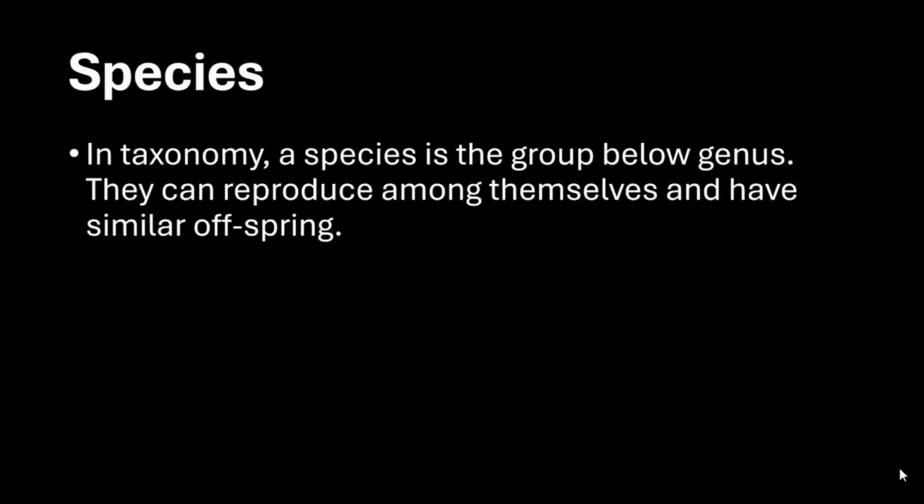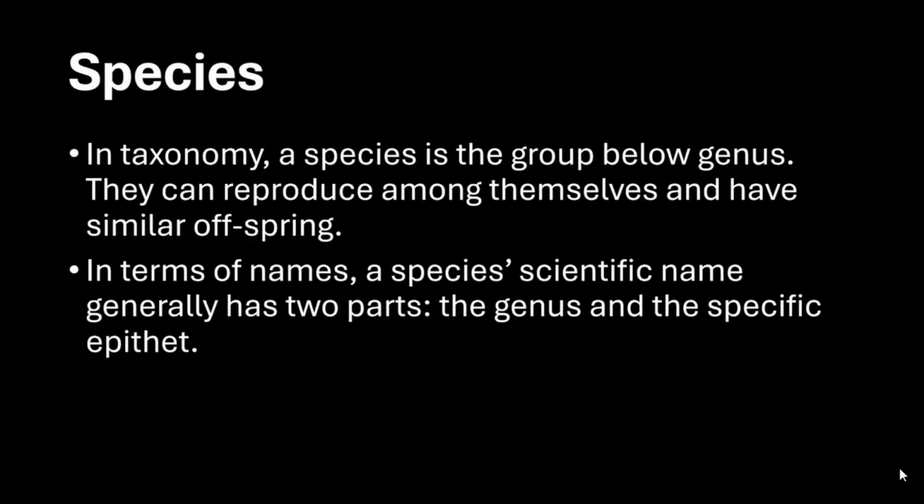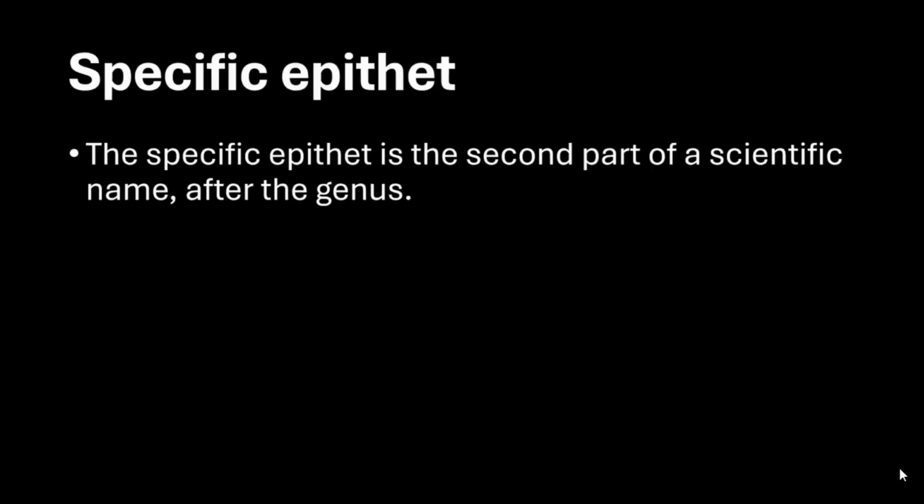Species. In taxonomy, a species is the group below genus. They can reproduce among themselves and they have similar offspring. In terms of names, a species' scientific name usually has two parts, the genus and the specific epithet. Specific epithet. The specific epithet is the second part of a scientific name after the genus.